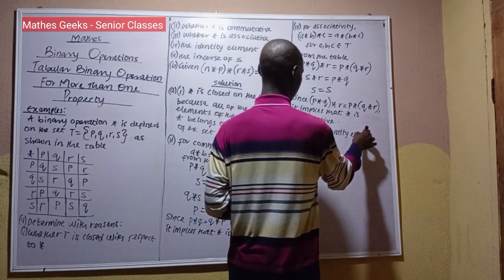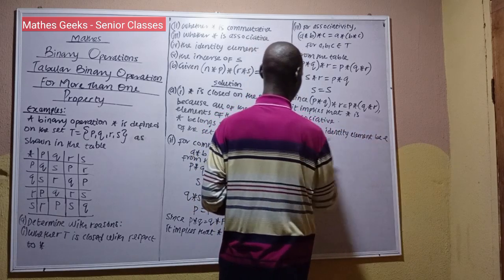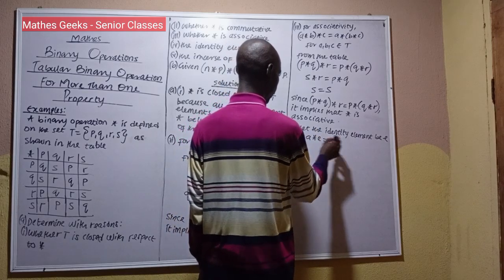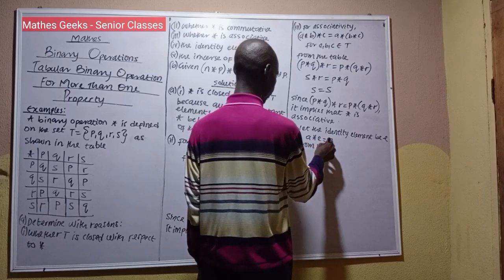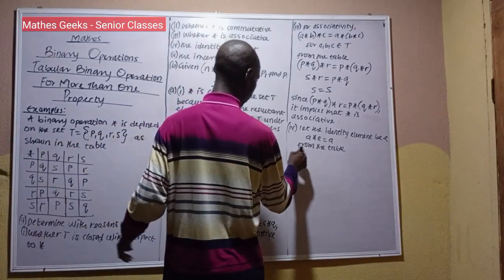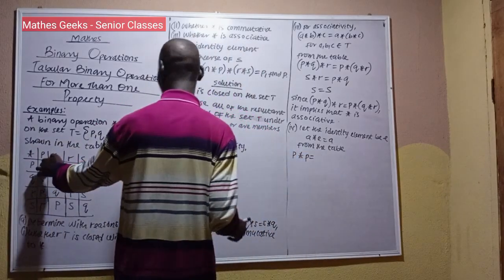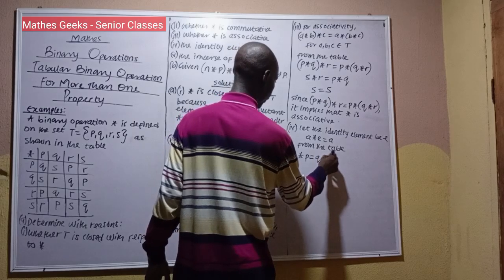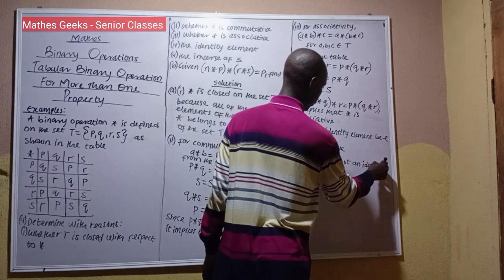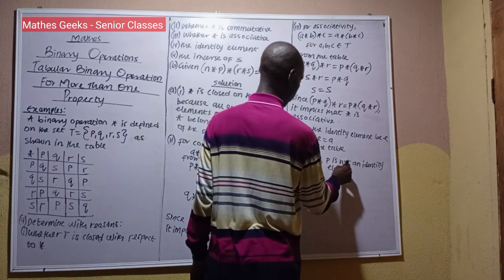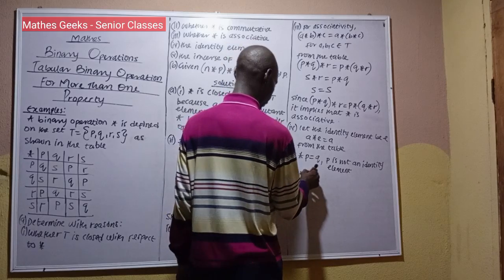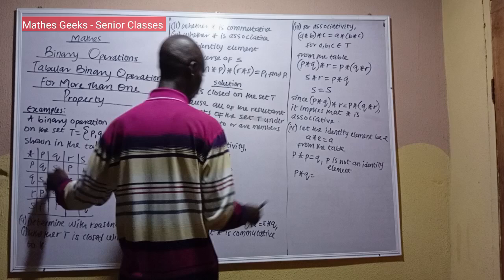Let the identity element be E. So from identity, I say E star E equals E. From the table, P star P, what is it? P star P is equal to Q. So P is not an identity element. P star Q is equal to S.